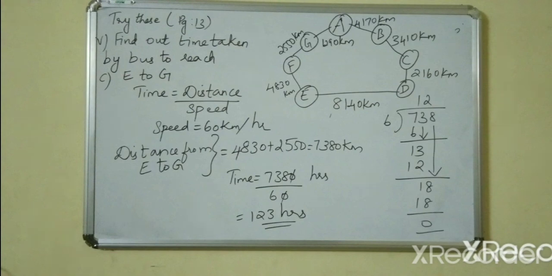Next we have to find from E to G. Time is equal to distance by speed. Here distance from E to G. So E to F is given and F to G is given. So we have to add E to F and F to G to get the total distance from E to G. So the total distance is 7,380. And divided by the speed given is 60. So 0s can be cancelled and we have 738 divided by 6. If we divide both we will get 123 hours.